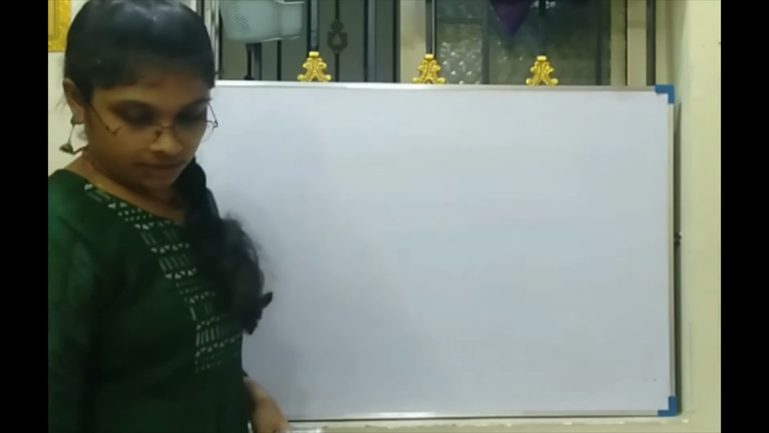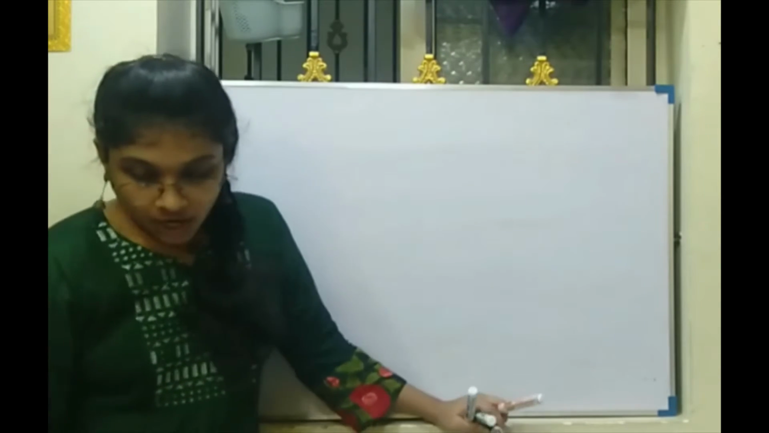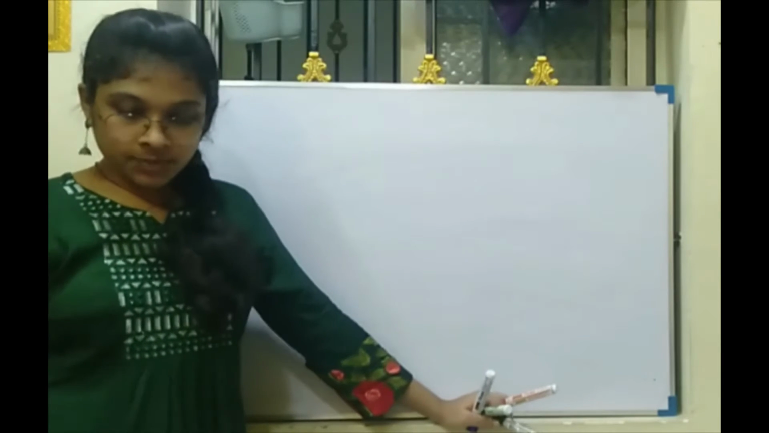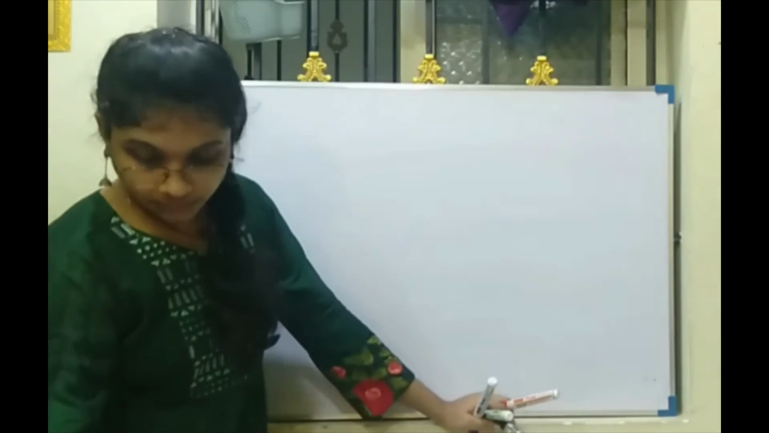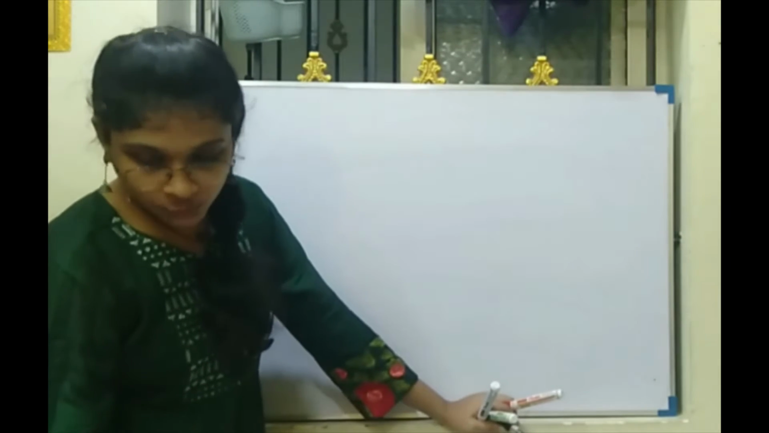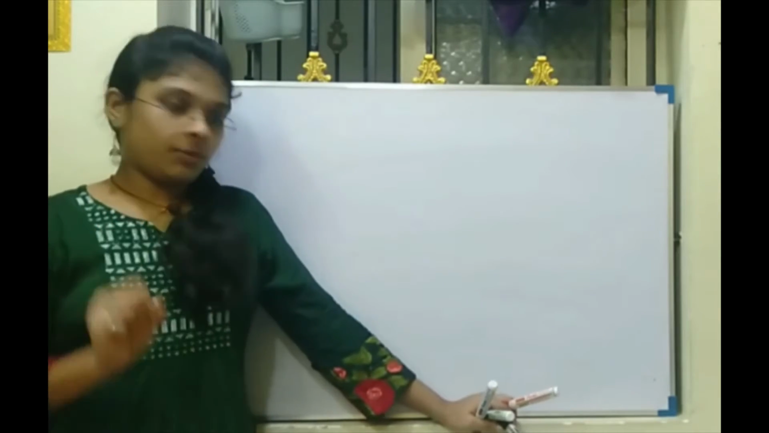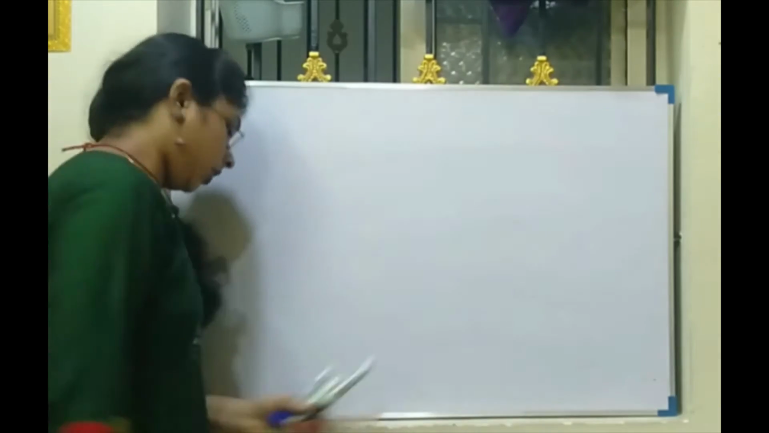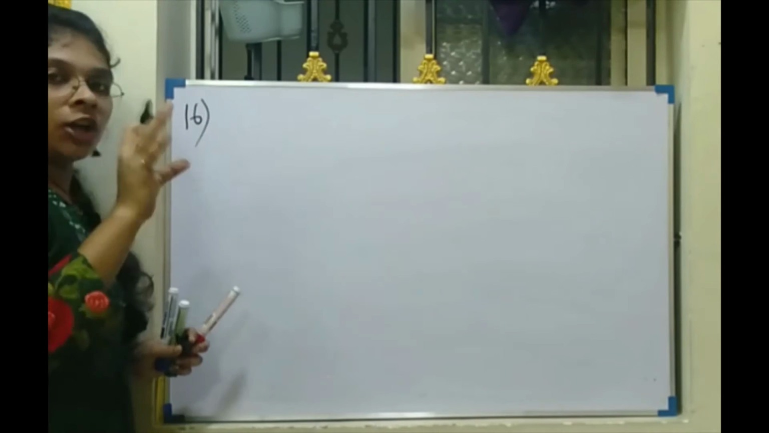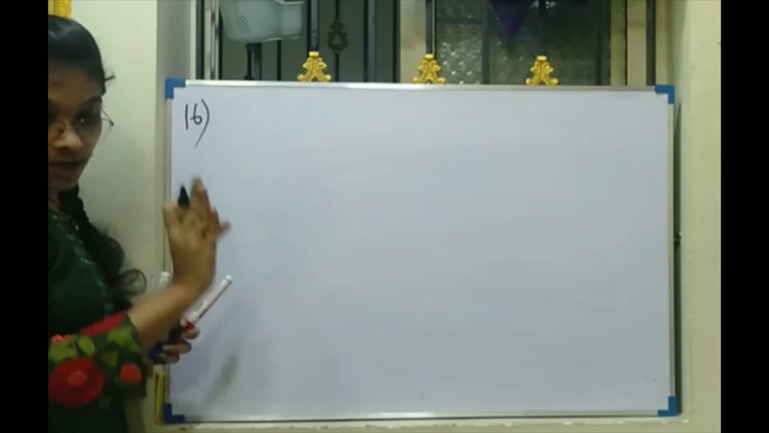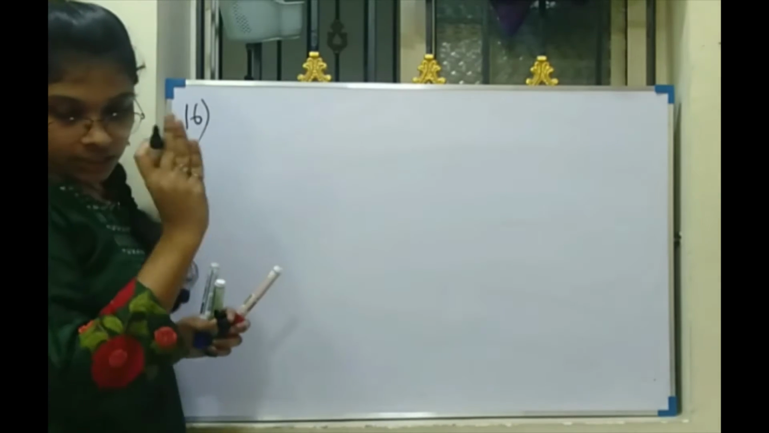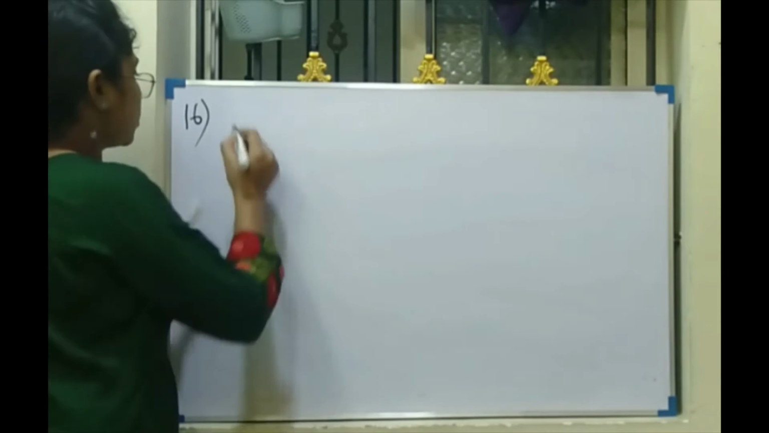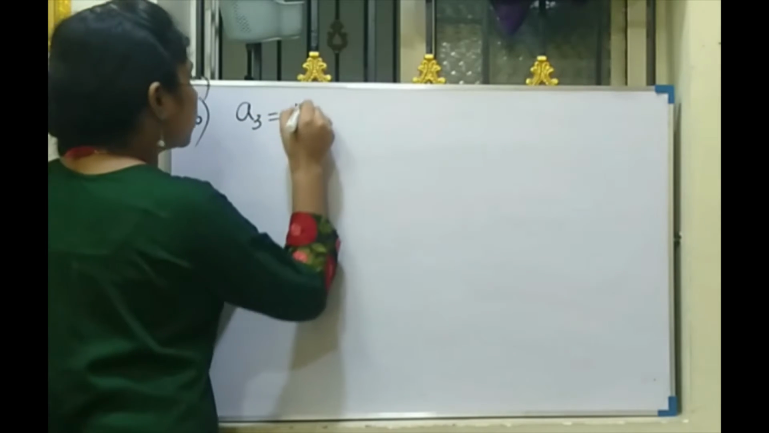Question number 16. Determine the AP whose third term is 16 and the seventh term exceeds the fifth term by 12. It seems a little complicated, but it's actually not. First write whatever you have understood. In the first part of the question they have given that the third term is 16. That means A3 is equal to 16.